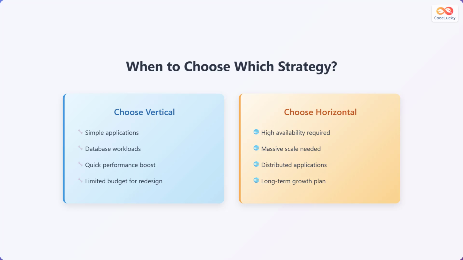Choose horizontal scaling when high availability is required. Distributing the workload across multiple machines ensures that the application remains operational, even if one machine fails. Horizontal scaling is also suitable when massive scale is needed, enabling the system to handle a large number of users or requests. Choose horizontal scaling for distributed applications, designed to run across multiple machines. Lastly, if you have long-term growth plans, horizontal scaling is preferable.